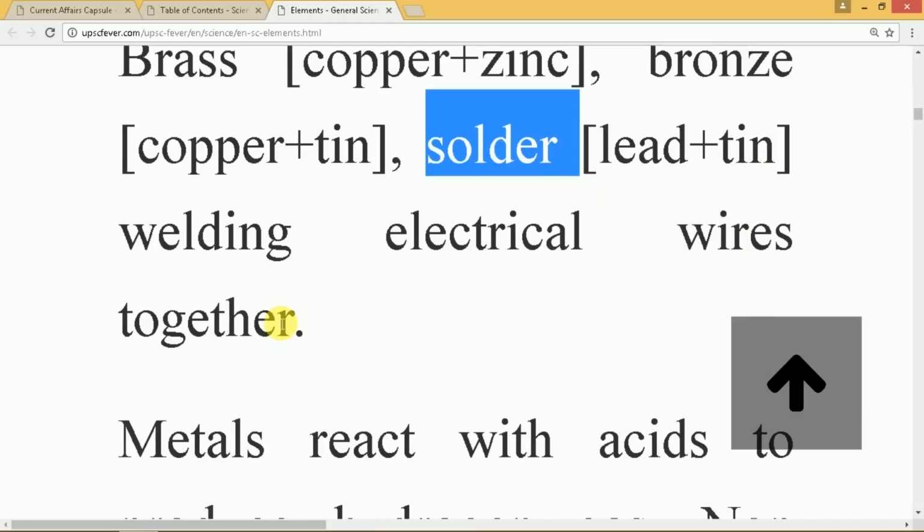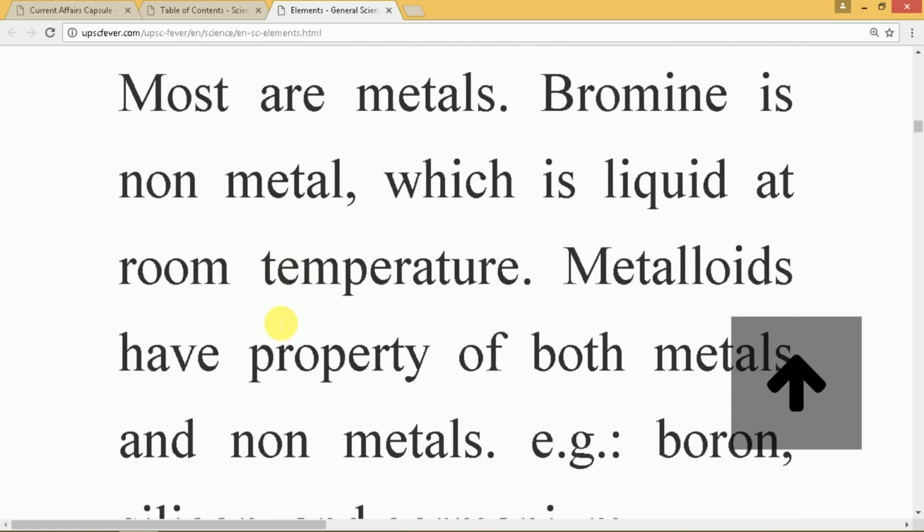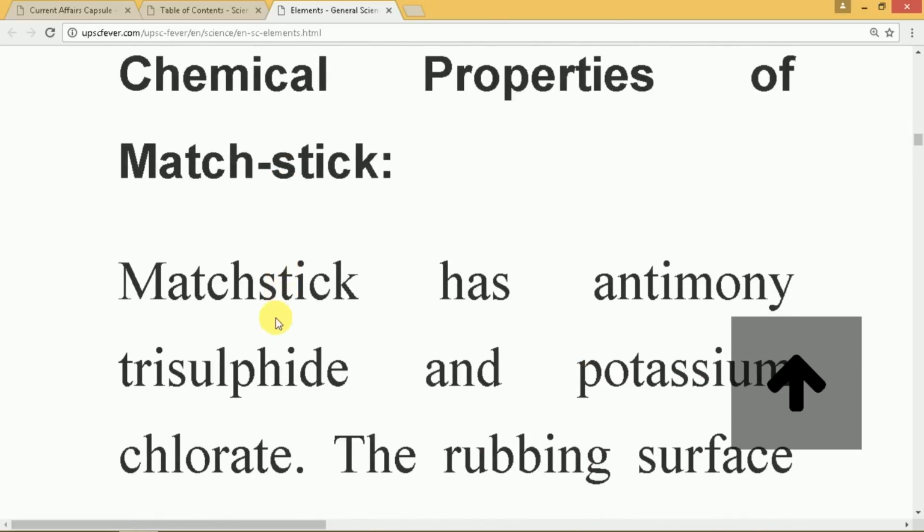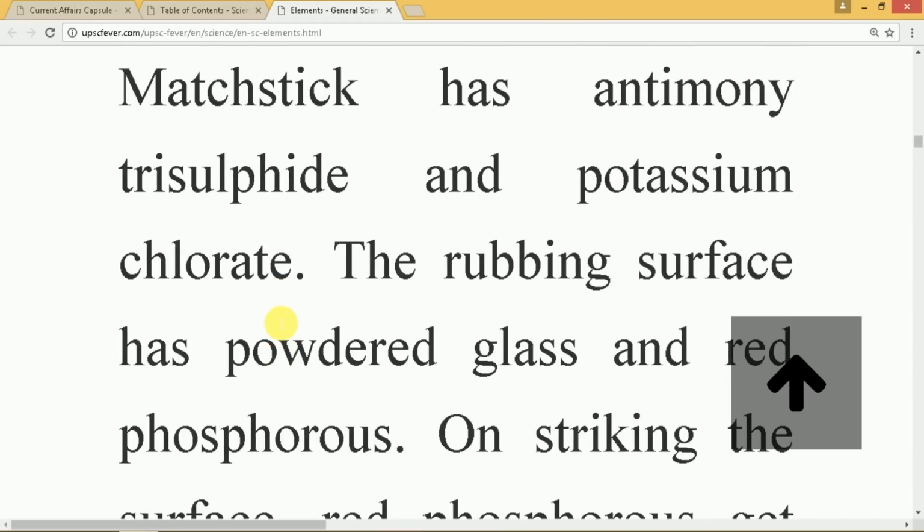Out of the 98 naturally occurring elements, 20 are non-metals and most of the rest, which is 78, are metals. Then the chemical properties of certain compounds which are very frequently used is given. First compound is matchstick. So matchstick is made up of antimony trisulfide and potassium chlorate and the rubbing surface of the matchstick has powdered glass and red phosphorus.